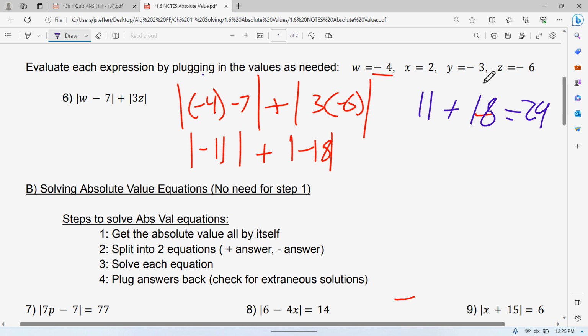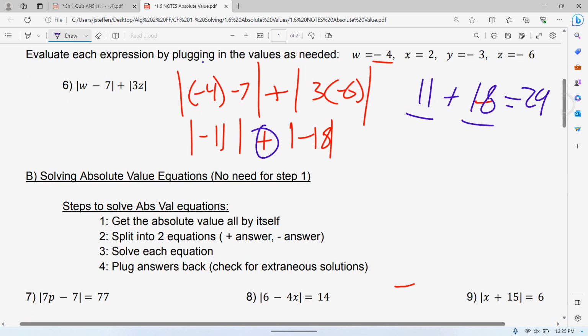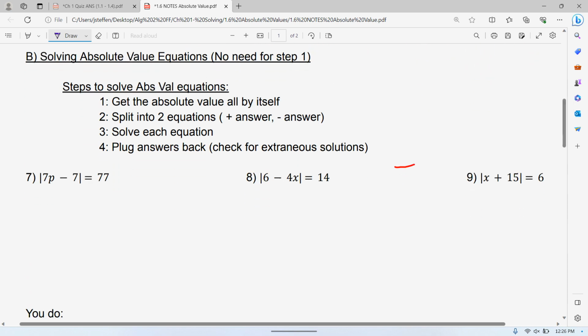So again, make sure when you do the order of operations, you simplify everything inside the absolute values, and then if there's a negative, you turn that to a positive. So the absolute value of -11 became +11, the absolute value of -18 became +18, and then you just add those together. Okay. So moving on, I made these steps to solving these problems.